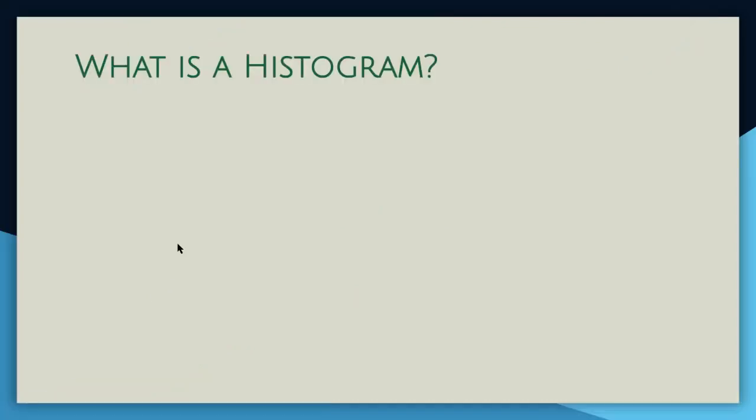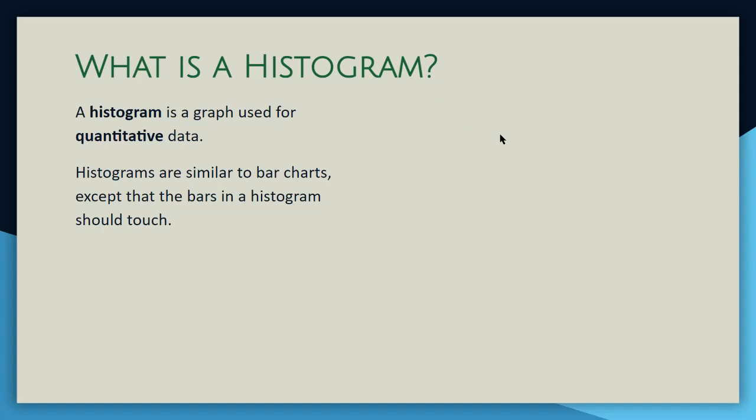So what is a histogram? A histogram is a graph that's specifically used for quantitative data. And remember that quantitative data is numeric data. So histograms are used for numeric data for a single random variable. They are similar to bar charts. They're going to look very, very close, except that the bars in the histogram should touch, whereas the bars in a bar chart do not.